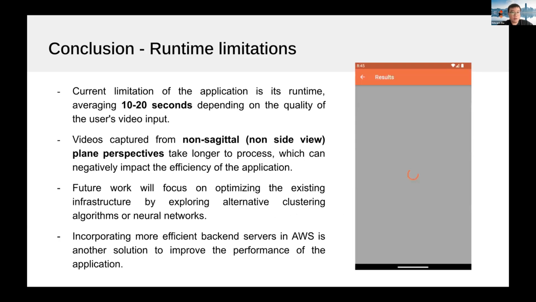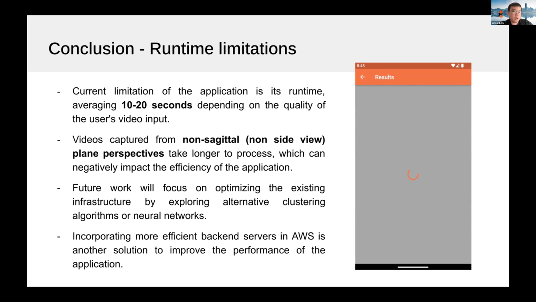So to discuss, one of the limitations is the runtime, which is that the application can sometimes take up to 20 seconds to show the data, which depends on the quality of the user's video input. For example, videos that were taken from a non-sagittal plane, which is basically a non-side view plane, take longer to process, which can negatively impact the efficiency of the algorithm. The future work will focus on how we can take a video that was not taken from the sagittal plane and convert it into something that's interpretable by the algorithm, and possibly exploring alternative clustering algorithms.